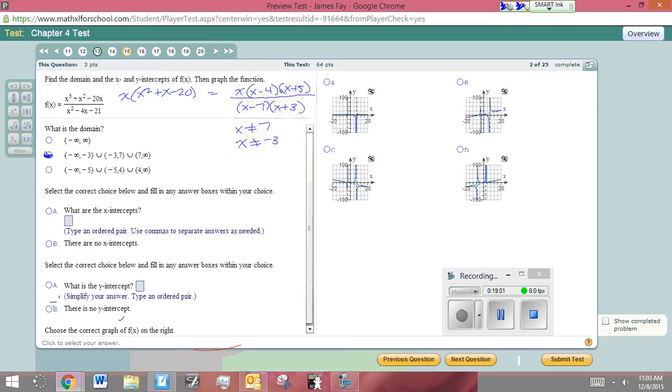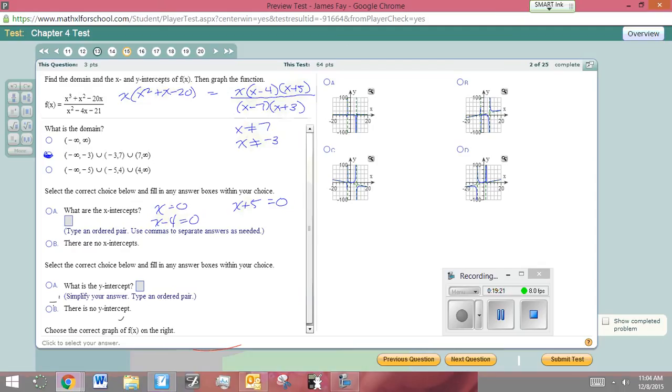So what are the x-intercepts? X-intercepts are when the numerator is equal to 0. So x is equal to 0, x minus 4 is equal to 0, and x plus 5 is equal to 0. Solve those, and those give you x-intercepts. Y-intercept is when x is 0. So if x is 0, I'm going to go back to the original function to do this.